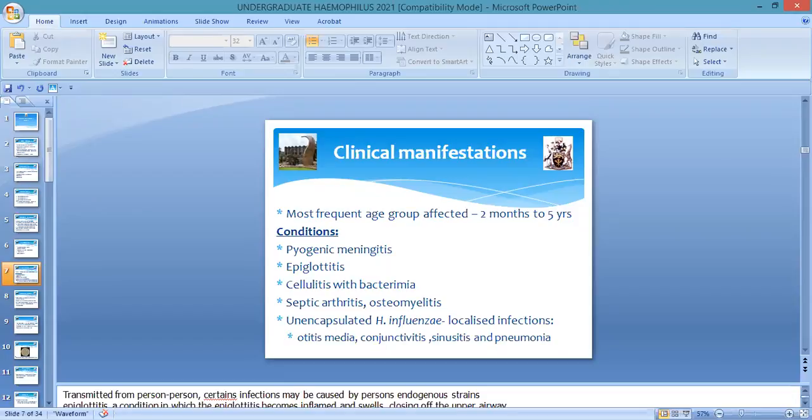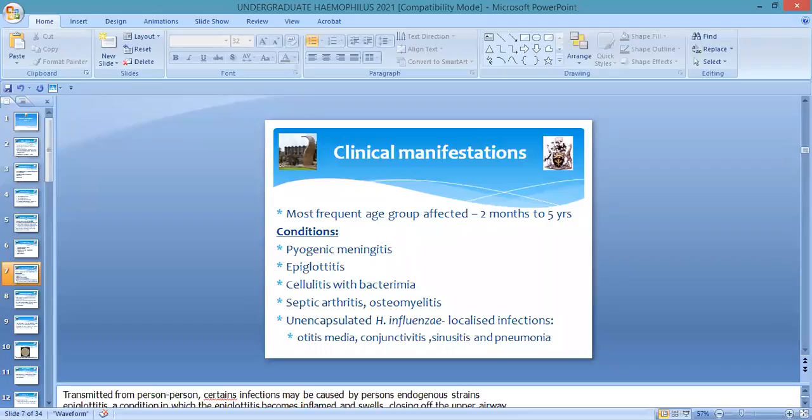Some of the conditions or manifestations associated with Haemophilus influenzae include pyogenic meningitis. We also have epiglottitis, which is a condition where the epiglottis becomes inflamed and swells, and of course when that happens, sometimes it closes off the airway. Then you may also have cellulitis, which is accompanied by bacteremia, septic arthritis, and so on.